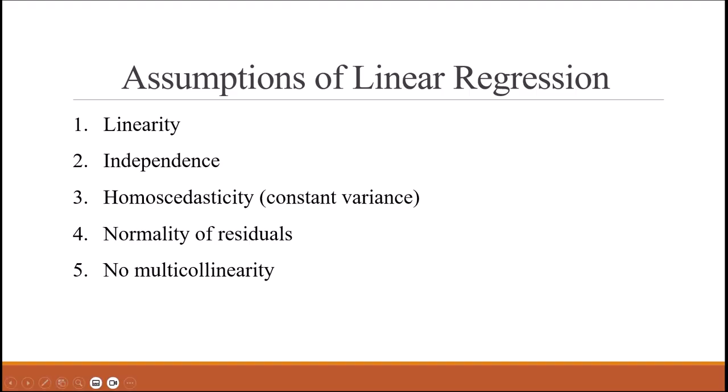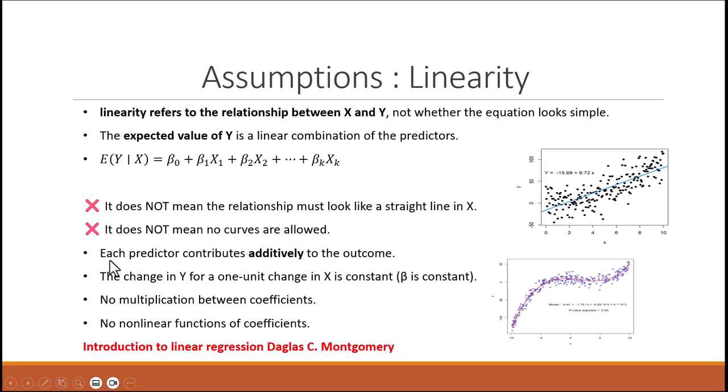The first one is linearity. The second one is independence. The third one is homoscedasticity. The fourth one is normality of residuals. And the fifth one is no multicollinearity. I will explain each of them completely for you.